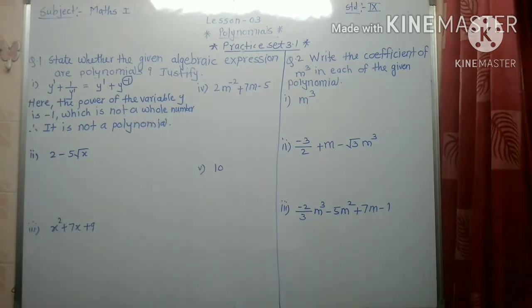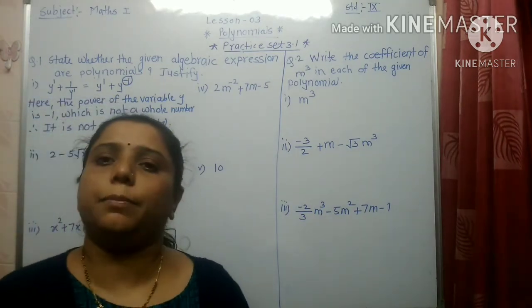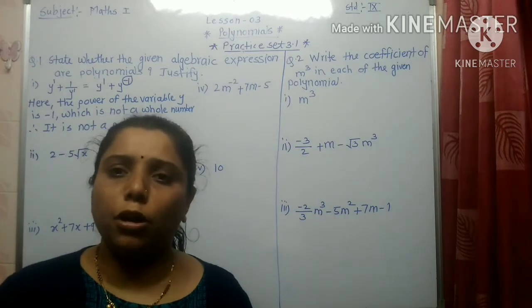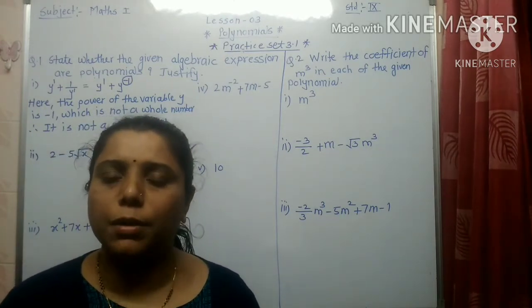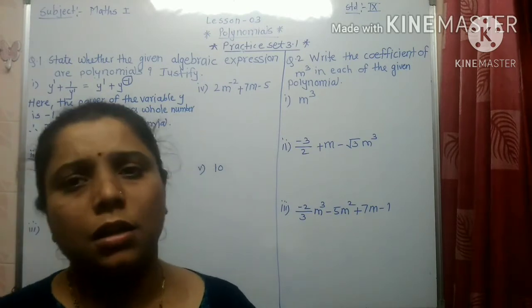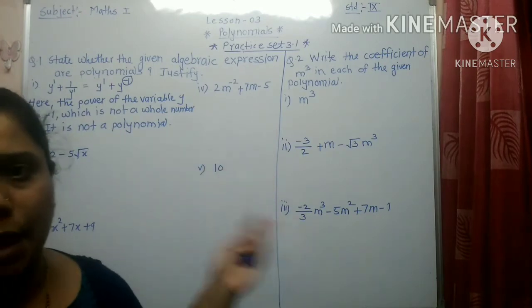Understood how to write it? Don't write only that it is not a polynomial or it is a polynomial. If it is a polynomial, write down the reason. If it is not a polynomial, then also you will write down the reason. This is the way to solve the example.